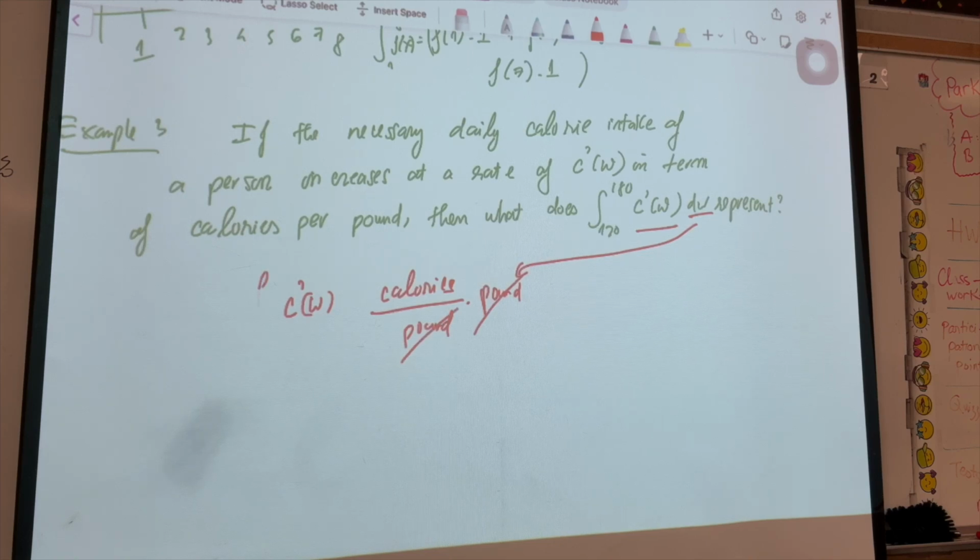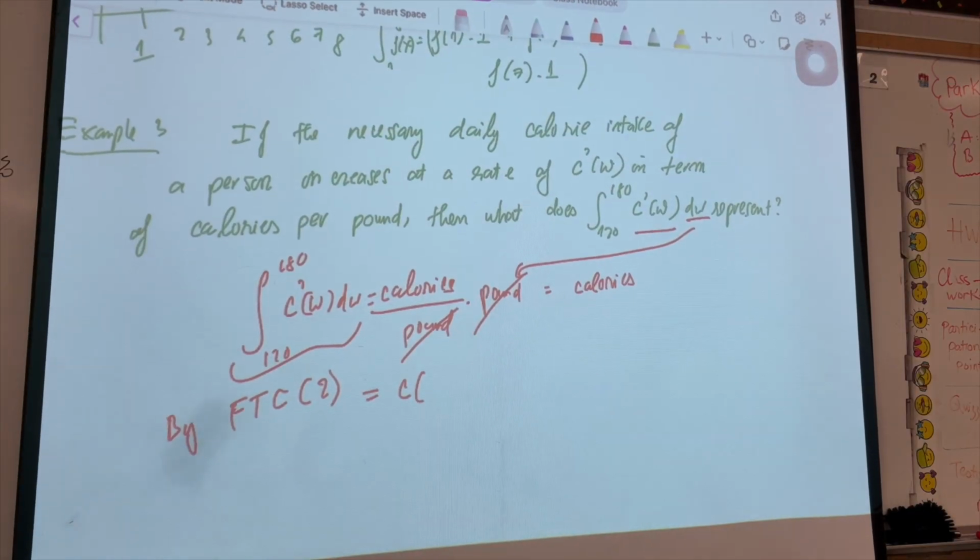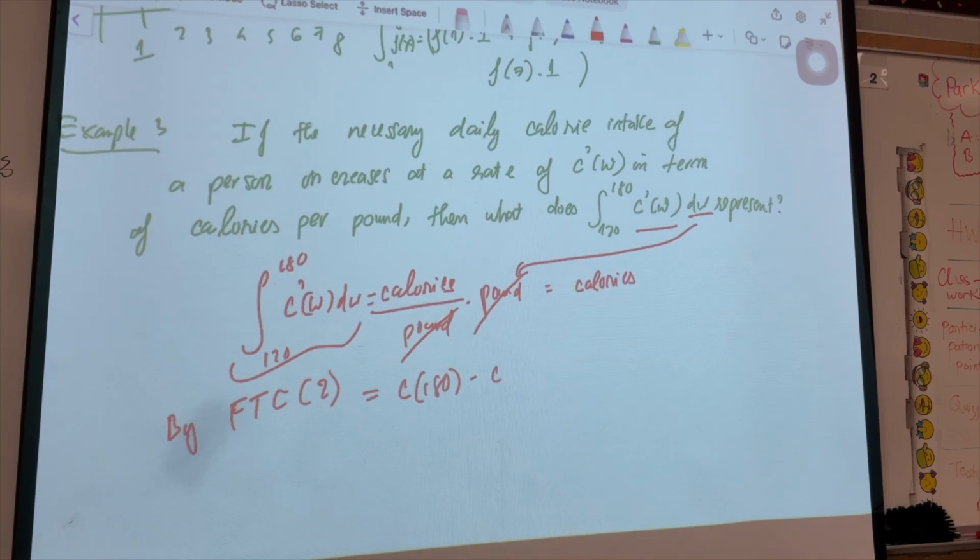So the unit for this is going to be just calories, right? So this is from 120 to 180, and by FTC part 2, what is this whole thing equal to? C of 180. The integral and derivative cancel out. So C of 180 minus C of 120. And how do you interpret that? This one is to help you understand what is really happening with the integral, not just do the formula. You need to know what's really happening.